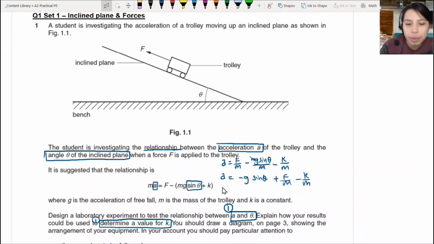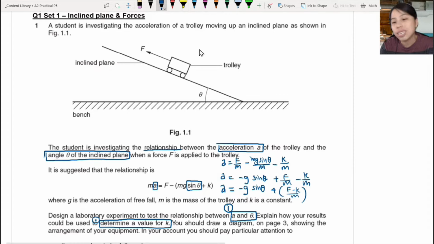Miss cannot see. Okay, never mind. We rearrange one more time. A equals negative g sine theta plus this whole thing, which is just a bunch of constants. Oh, I can put them together: F minus k over m. Okay. So what I just did was the linearizing process. Because now we can see, if you want to test the relationship of two things, you must plot a graph.